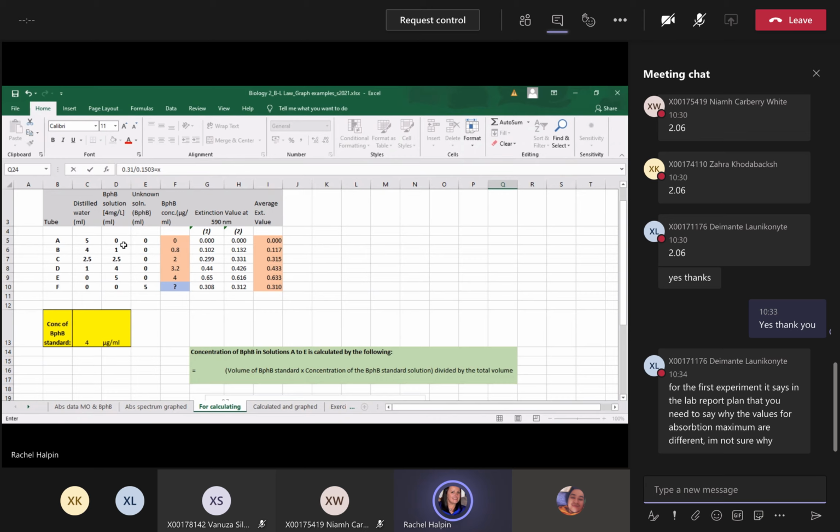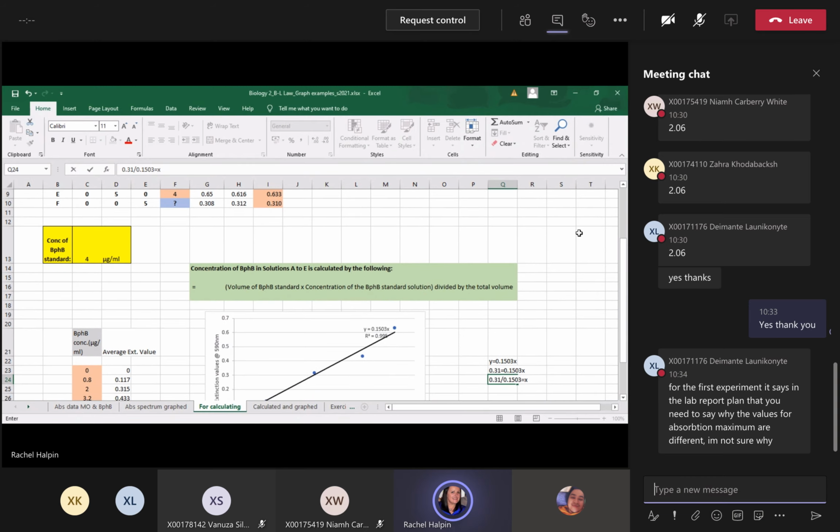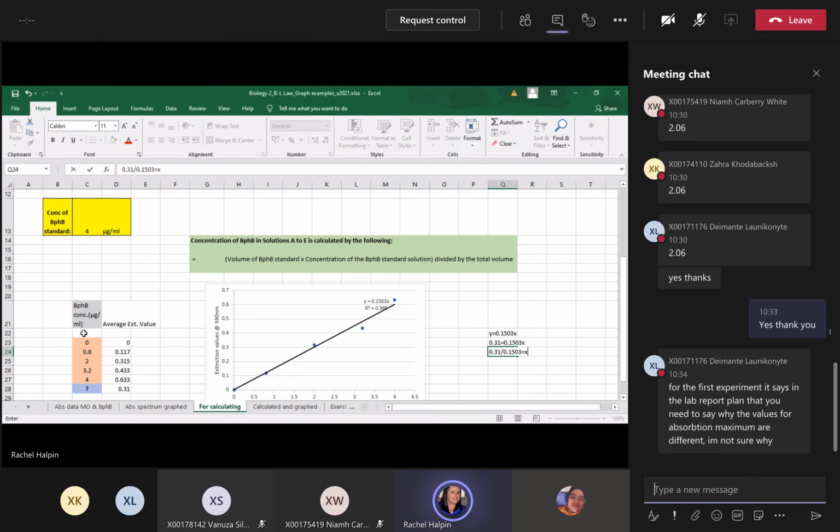So when you determine what concentration is in each of the tubes, you'll fill that in. There's a column there for the bromophenol blue concentration. And then for the extinction values, you'll have your sample data set, you get the average of that, and then you plot your two columns against each other: the bromophenol blue concentration and the average extinction value. So just copy those two columns down further in your Excel worksheet.